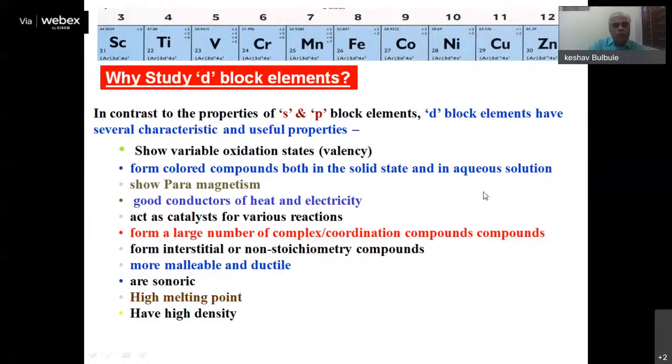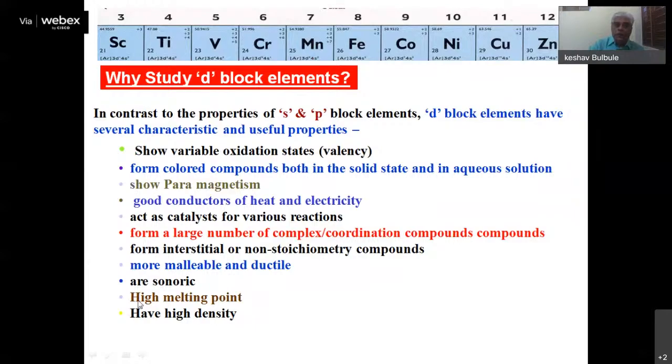Please note, s block elements and their compounds are almost colorless. Even p block elements and their compounds are colorless, both in the solid state as well as in solution form. These have wonderful conducting properties for both heat and electricity, act as catalysts for various reactions, form a large number of complex or coordination compounds, form interstitial or non-stoichiometric compounds, and can form alloys, and are malleable and ductile and sonorous in nature.